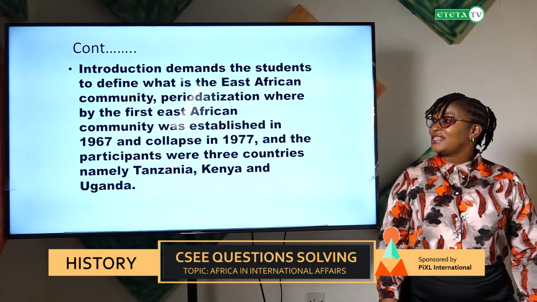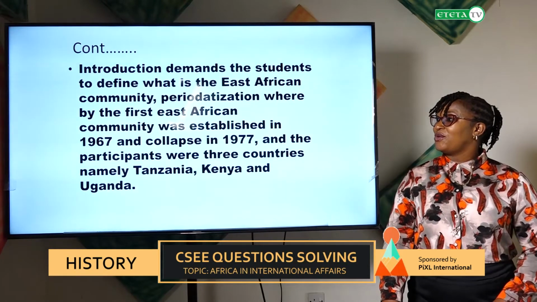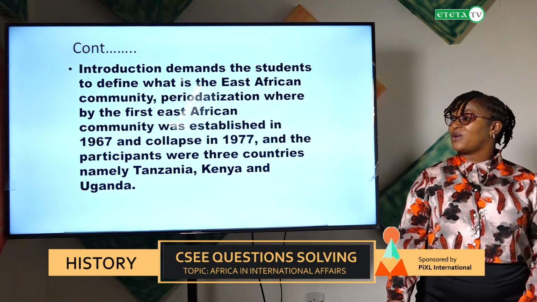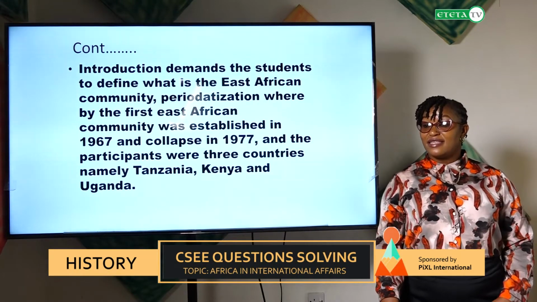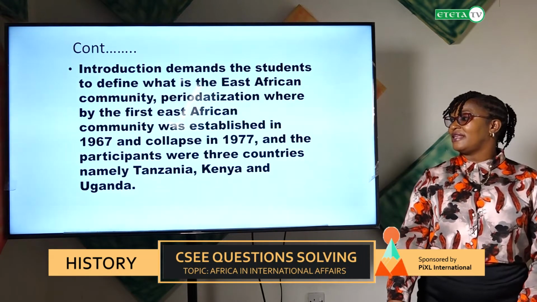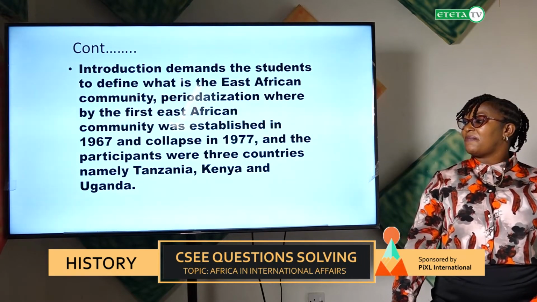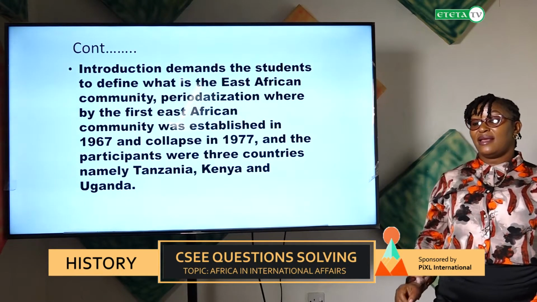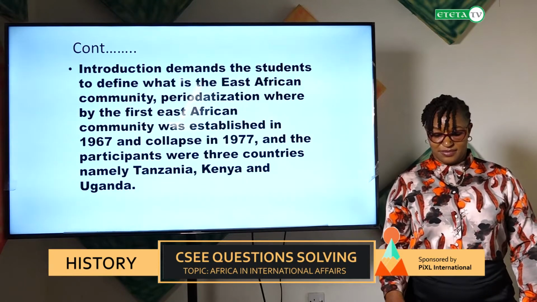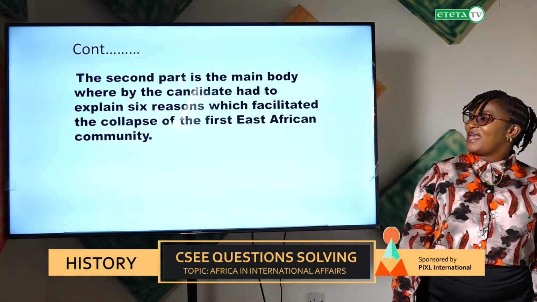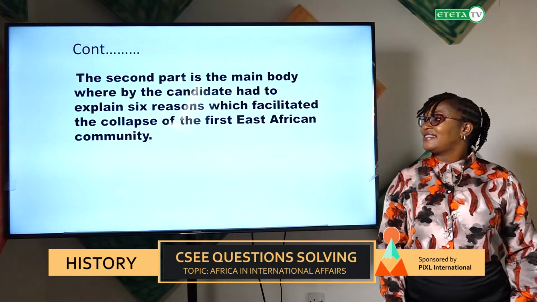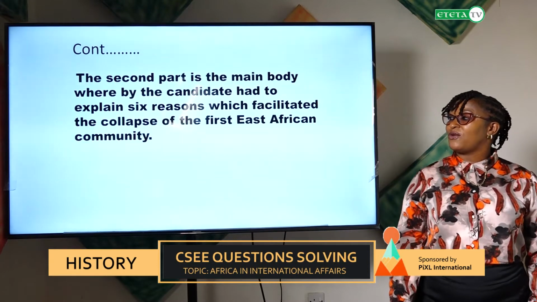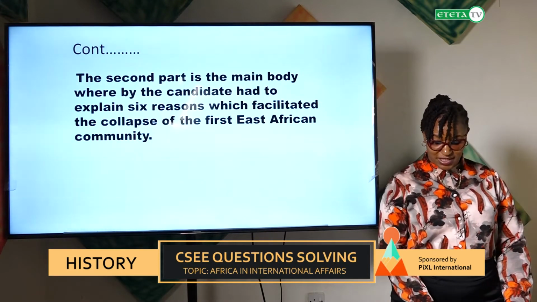Introduction demands the students to define what the East African community is, and its periodization, whereby the first East African community was established in 1967 and collapsed in 1977, and the participants of this community were the Tanzanians, Kenyans, and Ugandans. The second part is the main body, whereby the candidates had to explain 6 reasons which facilitated the collapse of the first East African community.